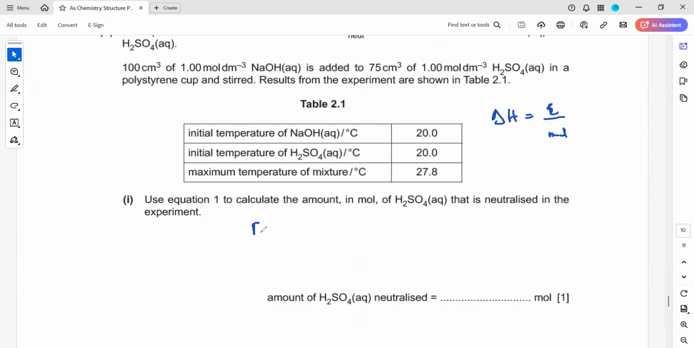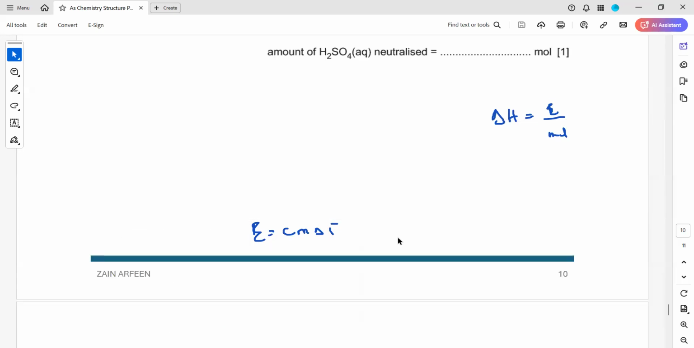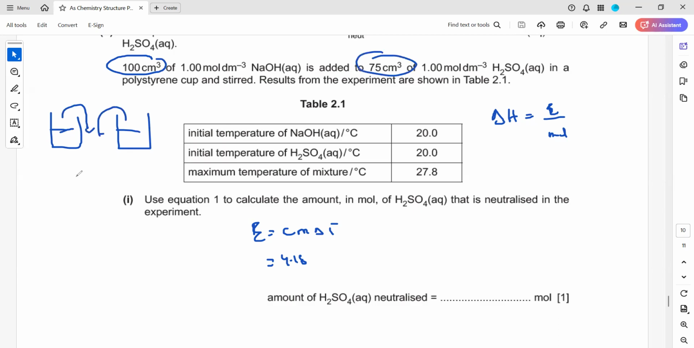If we need the energy, that is Cm delta T, where C is the specific heat. What is the specific heat? It's given as 4.18. So we use that 4.18. What about the mass of the solution? Because the acid is mixed with an alkali, what is the total volume of solution? 100 was mixed with 75. So the total volume of the solution will be 175 cm cube.